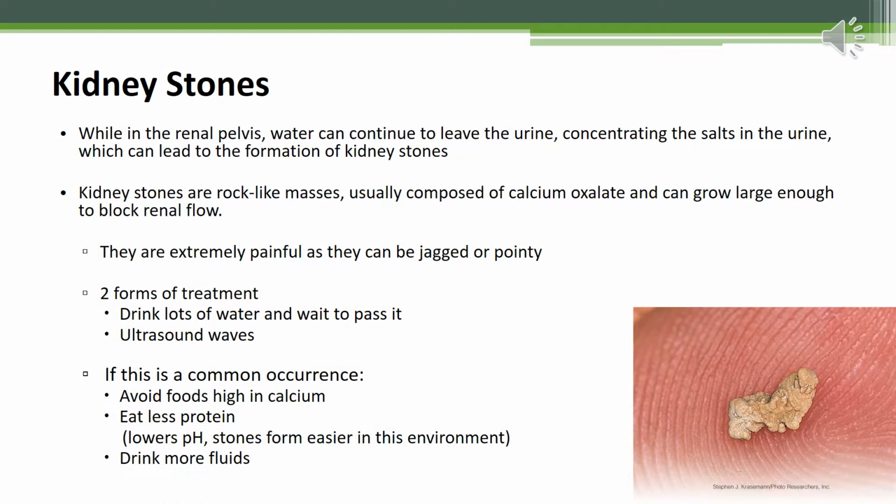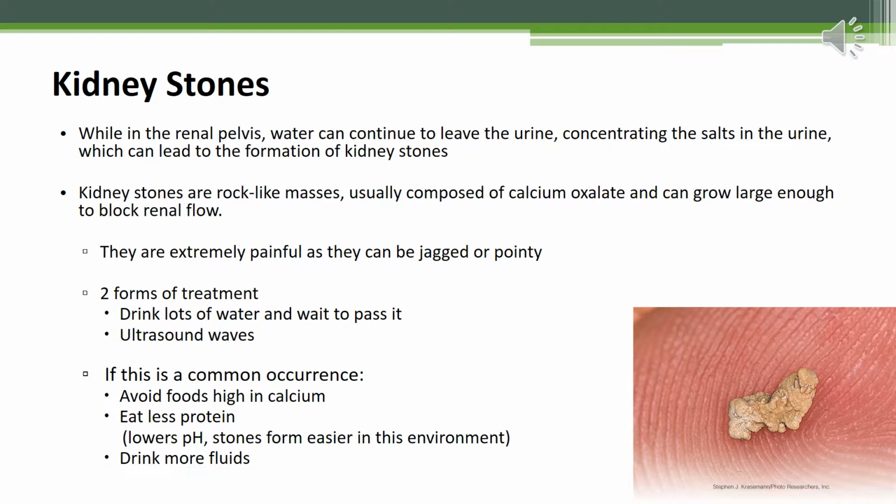One problem related to the urinary system is that sometimes we form kidney stones, and these occur when water in the renal pelvis continues to leave the urine, which leads to further concentration of the salts in the urine, which can ultimately lead to the formation of these stones. Now, these are obviously rock-like masses, and they're usually composed of calcium oxalate. Eventually, kidney stones can grow large enough to block renal flow. Kidney stones are extremely painful as they typically have jagged or pointy edges.